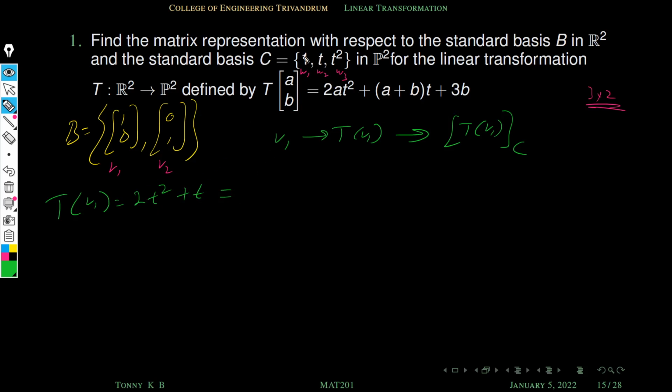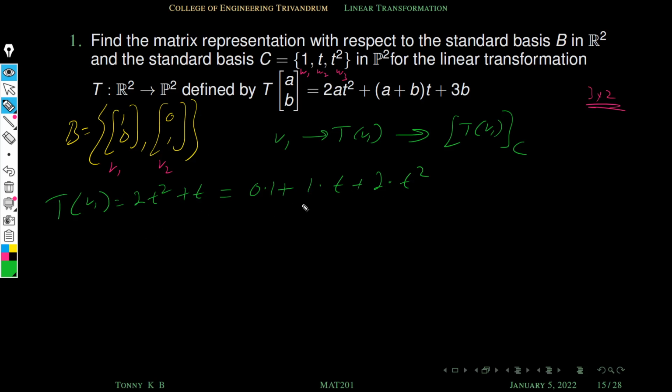That means, what is the coefficient of 1 in this vector? That is 0, so 0 times 1 plus, what is the coefficient of t? That is 1, so 1 times t plus, what is the coefficient of the last basis element? That is 2, so 2 times t². So this is the expression of this vector in terms of the basis.